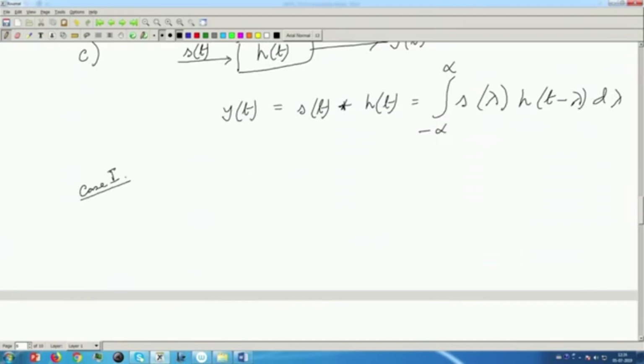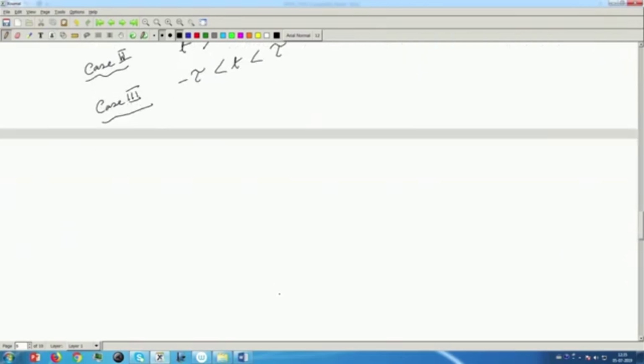Now there will be several cases. Case 1 is t less than minus tau. We will take case 2 as t greater than plus tau, and case 3 is minus tau less than t less than tau. So, the total integration will be, first let us see what case 1 is: t is less than minus tau.